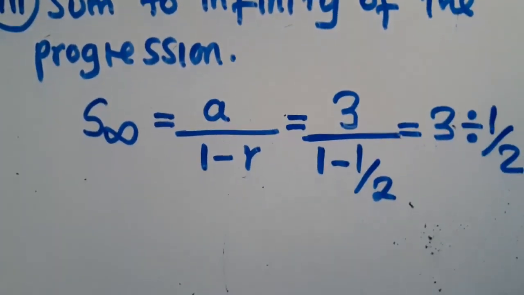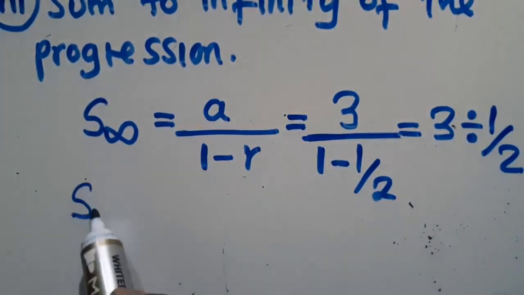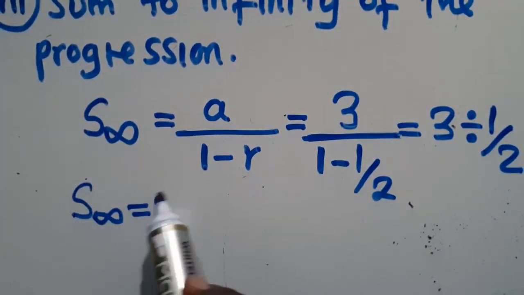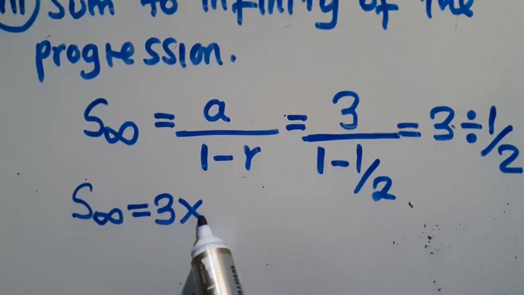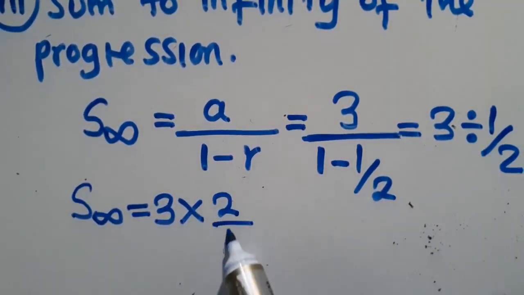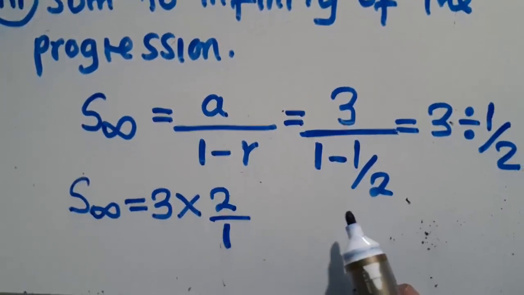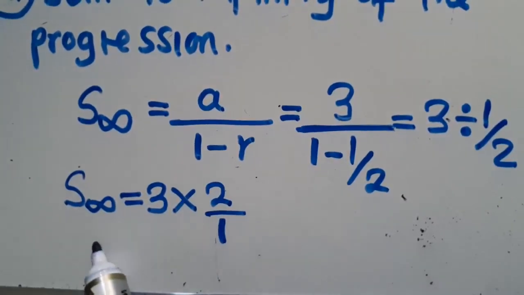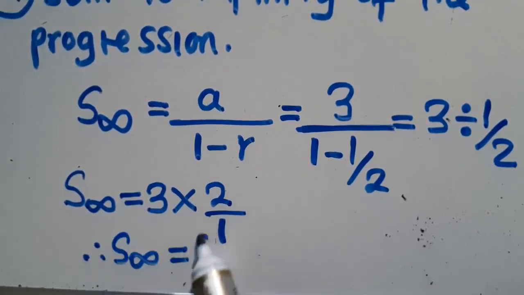So how do you work out that? You say sum to infinity is equal to 3. It will change to multiplication. The 2 goes up, the 1 comes down here. Therefore the sum to infinity is equal to what? 6. This is your answer. This is how you get to find the sum to infinity.